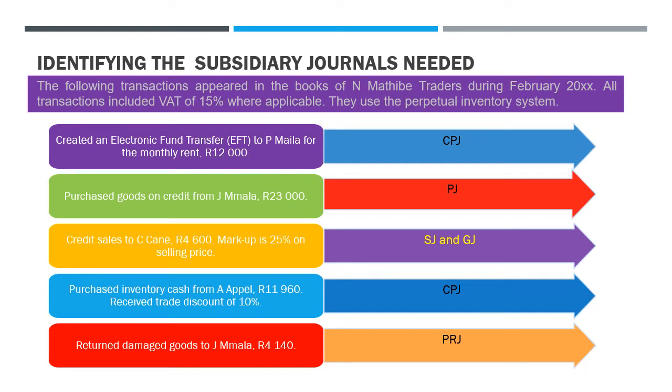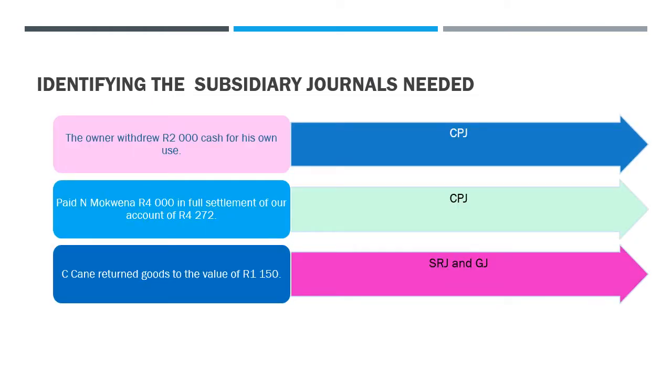And then we returned damaged goods to J. Mala, so that will go to the purchases returns journal. The next transaction is the owner withdrew 2,000 rand cash for his own use. Now since it is cash, it goes to the cash payments journal, and you know that we call that drawings. We paid Makwena 4,000 rand in full settlement of our account. That will also go to the cash payments journal.